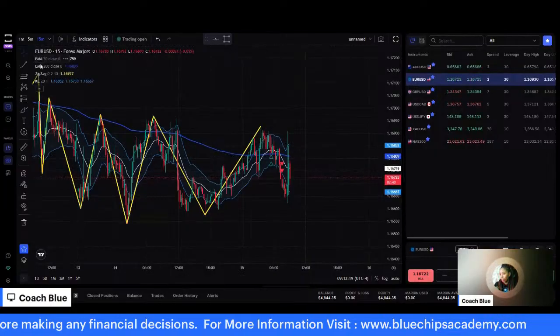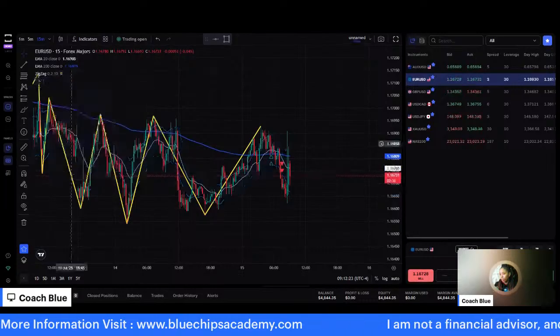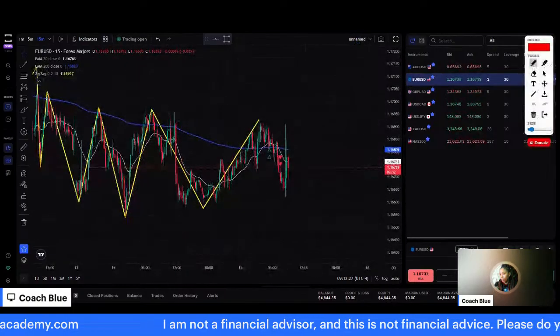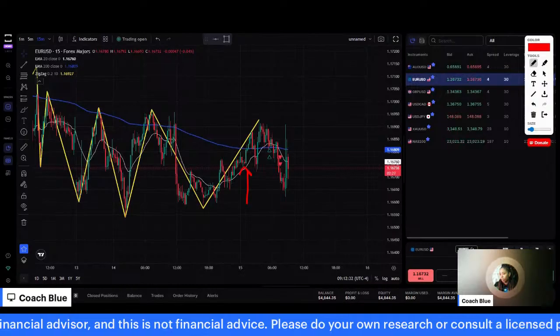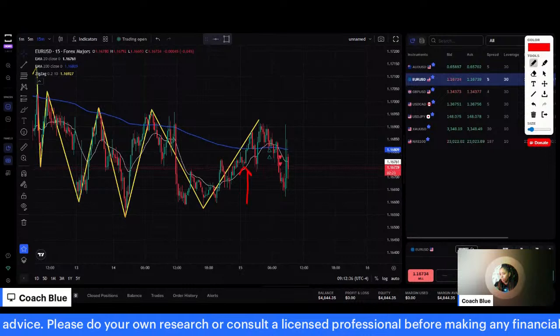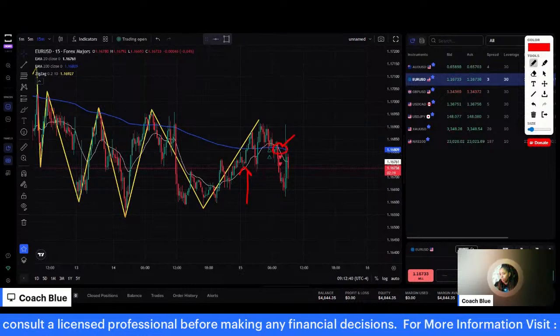I'm going to take my Keltner out for now, guys, just so you can see things clearly. This white line right here is the 20 EMA. That's the 20 EMA. We see that this white line crossed over right here the 200.